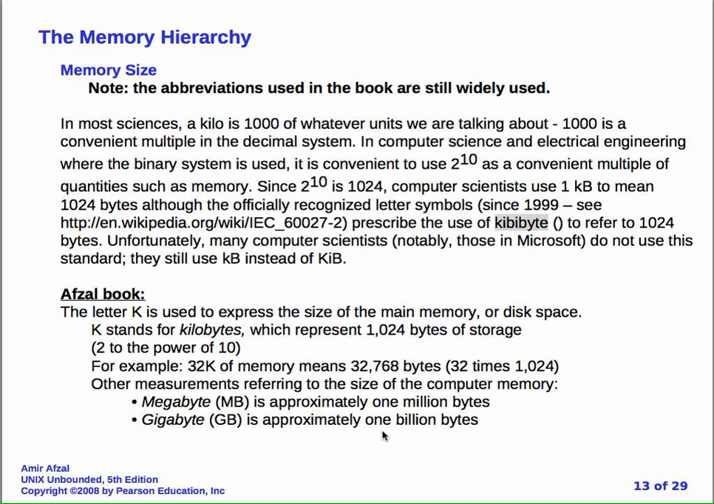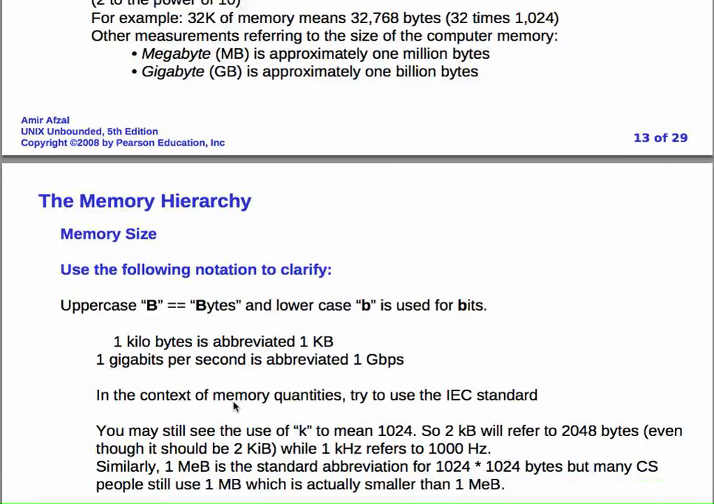Okay, so people like Apple will stick to the right notation. They will use GiB for gigabytes and MiB for megabytes. Not everyone does this, so I'm kind of flexible about these things.